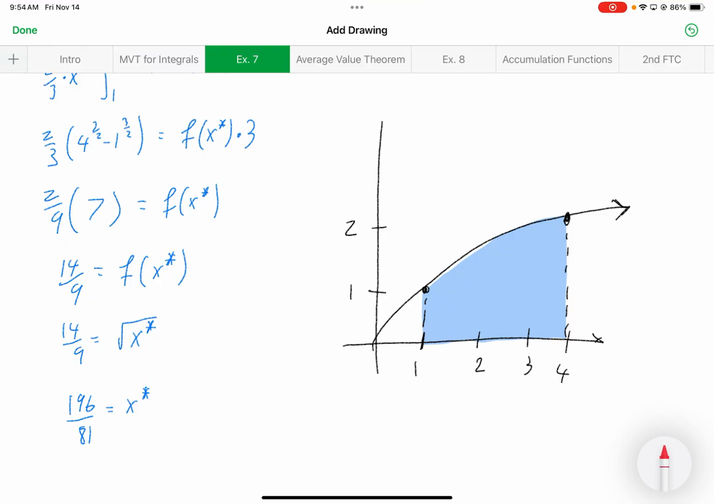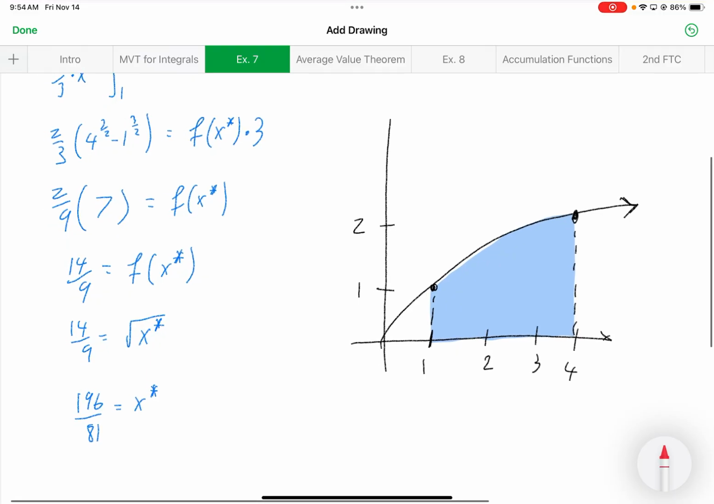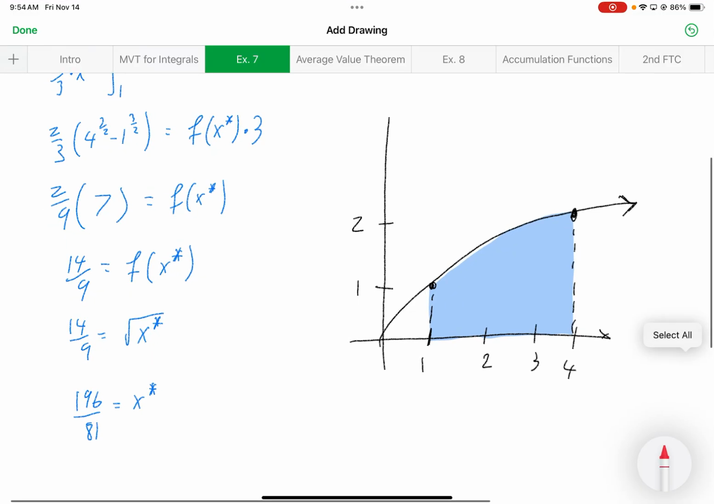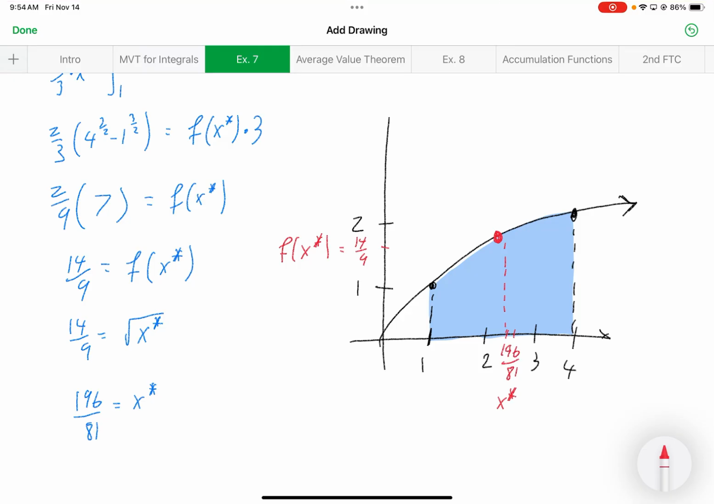And then what is my height? 14 over 9. So that's somewhere between 1 and 2, right? It's like 1 and 5/9. So a little over half, right? Okay. So we're going to say that this is 14 over 9, which is f of x star. And then Rohan said somewhere between the two is where we would actually have the x value that gives us that height. So then we're going to say this is x star, which was 196 over 81, which I believe is relatively prime. Okay, so then my height is here.